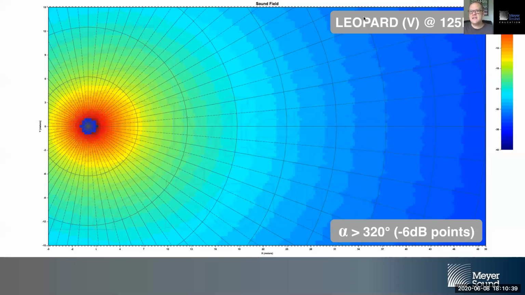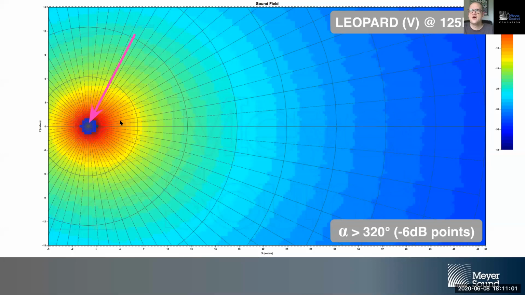So here you see a single Leopard element living over here all by itself, completely alone. We're looking at 125 hertz, and it suffices to say that a single Leopard at 125 hertz is omnidirectional. We've discussed this also during previous webinars.